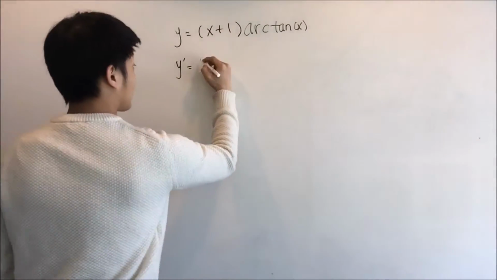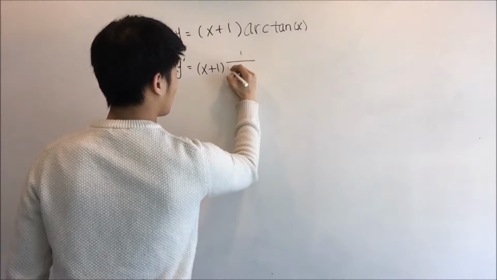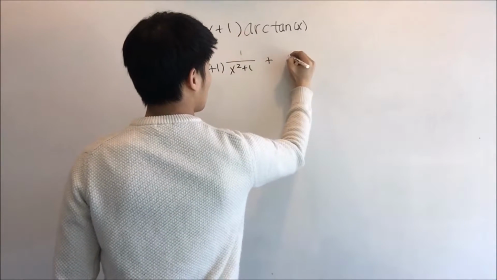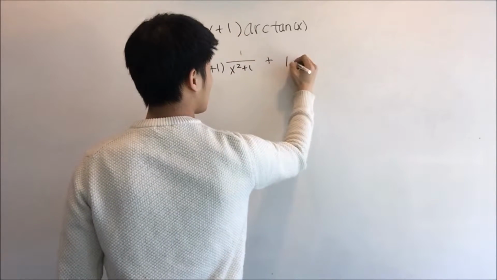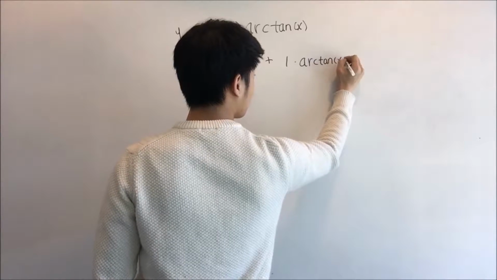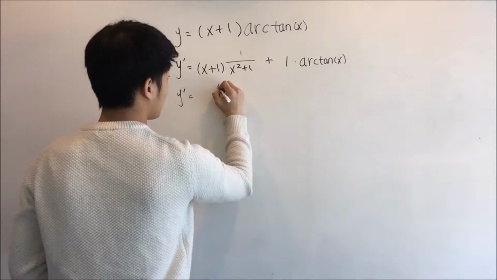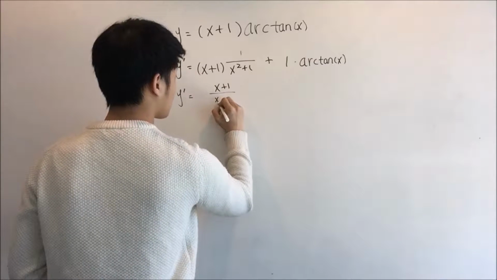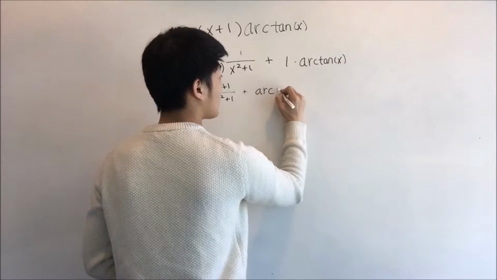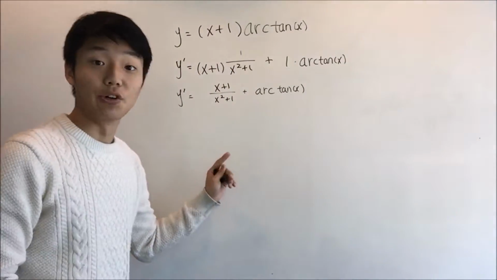So, x plus 1, and we differentiate this, so 1 over x squared plus 1, plus, now we differentiate the other, so it will be 1, sorry, and it will be arctangent again. Now I will simplify a little bit more: x plus 1 over x squared plus 1, plus arctangent x. This is so annoying.